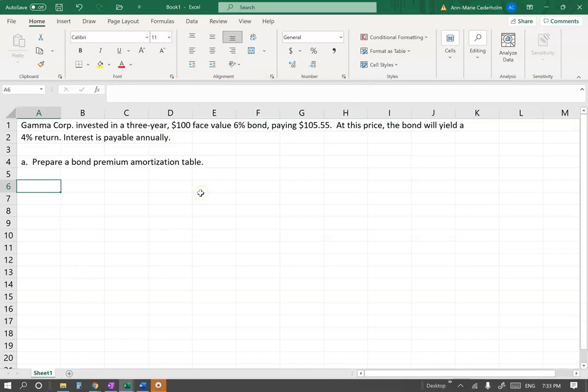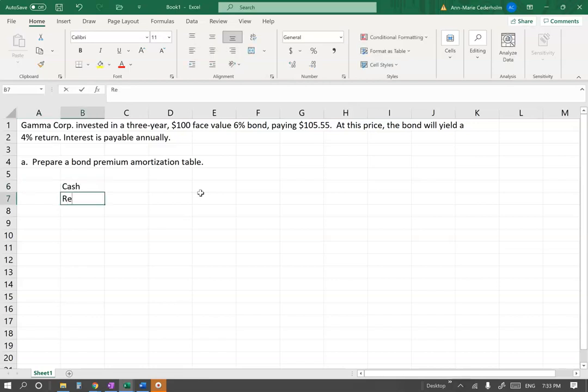In this video, we're going to use the effective interest rate method to record bonds at amortized cost. Gamma Corp invested in a 3-year, 100 face value, 6% bond paying 105.55. At this price, the bond will yield a 4% return. Interest is paid annually. So we're going to prepare the bond amortization table.